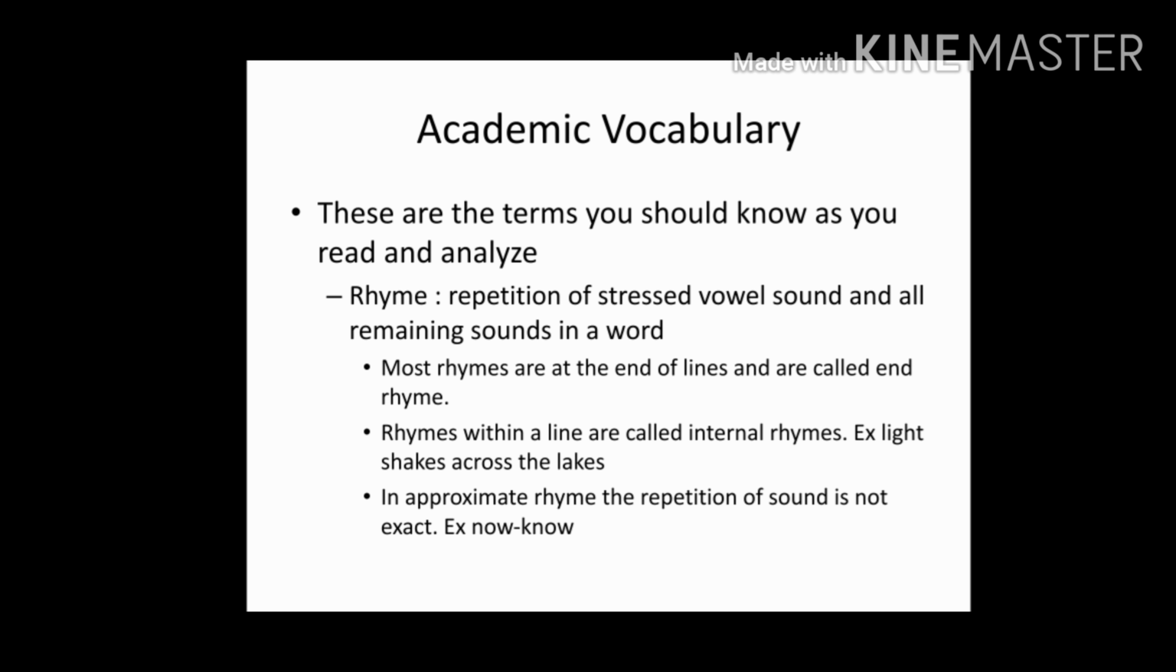Most rhymes are at the end of the lines and are called end rhymes. Rhymes within a line are called internal rhymes. For example, in this sentence, light shakes across the lakes. Here, shakes rhymes with lakes. Similarly, the last rhyme is approximate rhyme. In approximate rhyme, the repetition of sound is not exact, but it seems as if it is exact. For example, now, no. So, we will discuss what type of rhyme we will have in this poem.